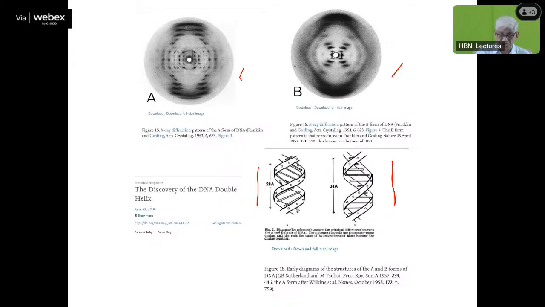One is slightly longish compared to the other one, and their width is also different. So they built this model on the basis of some information these people had. With regard to the DNA, we'll come to that, what information they had and how they built the model. But this is the kind of structure which they gave.